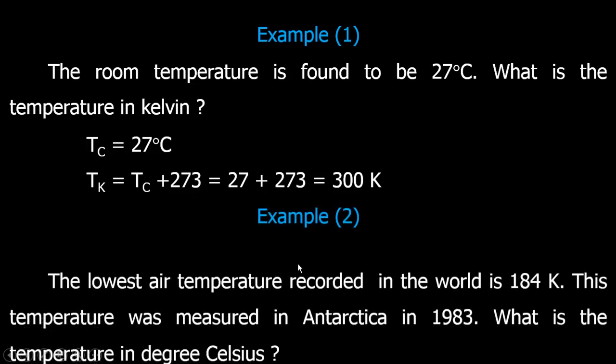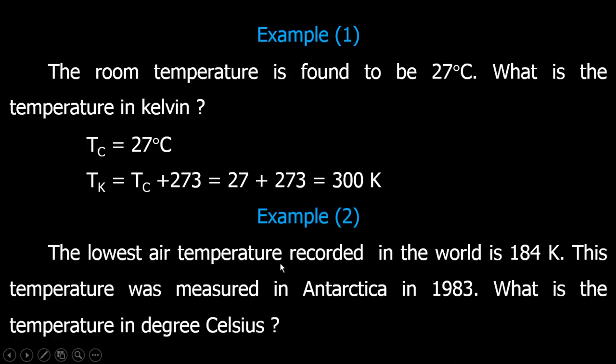Now, example 2. The lowest air temperature recorded in the world was measured at Vostok in Antarctica in 1983, and it was 184 Kelvin. What is the temperature in degrees Celsius?